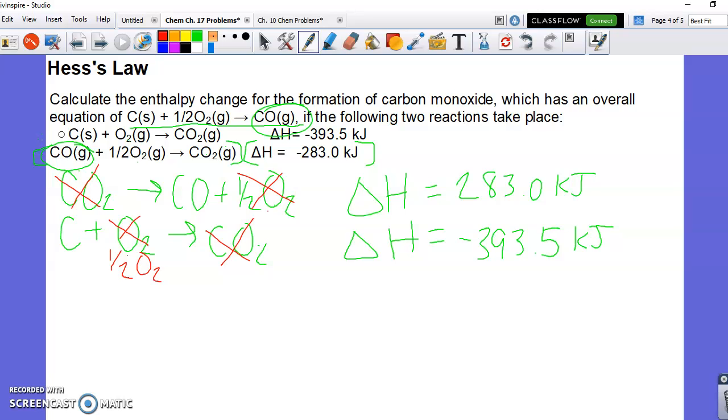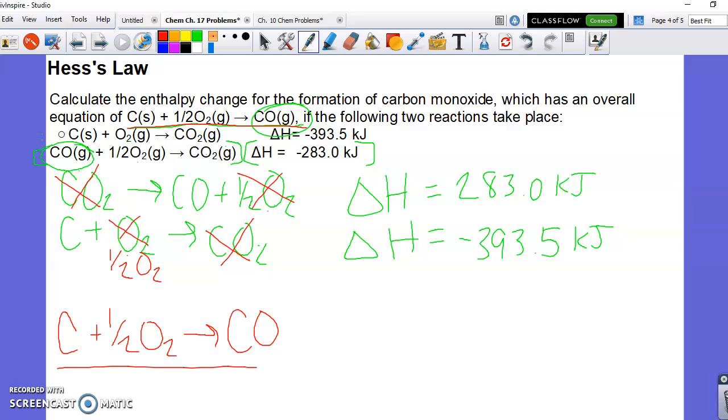Now I don't see anything else in here that I can cancel out. So I'm going to write what I'm left with just to make sure I did everything right. So I have my carbon plus my oxygen. That's all that I have up here in my reactants. My products left, I have carbon monoxide, everything else canceled out. So this is what I'm left with. It matches there, so I should be good to go.